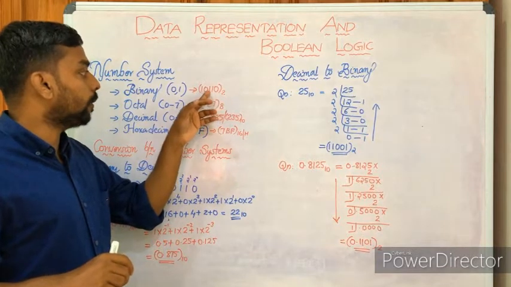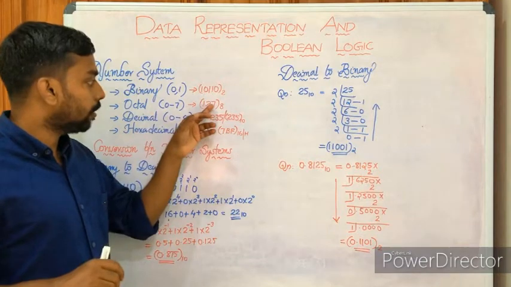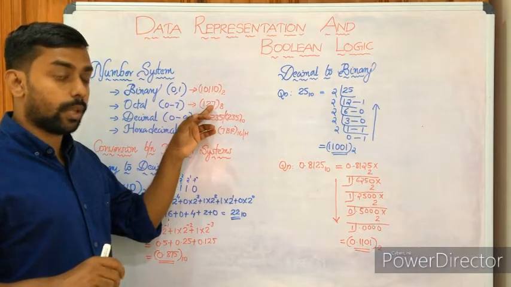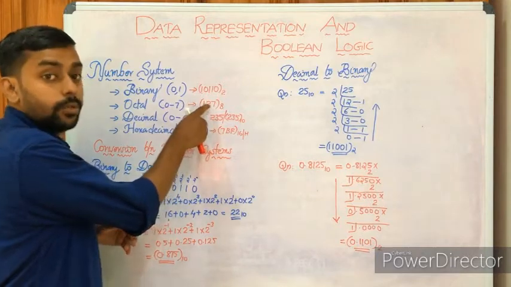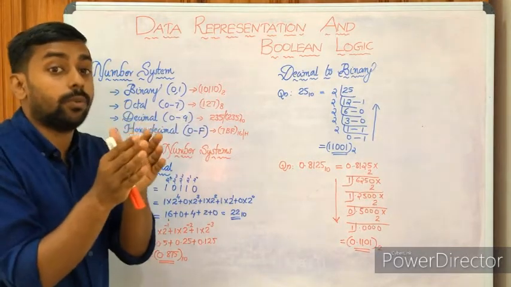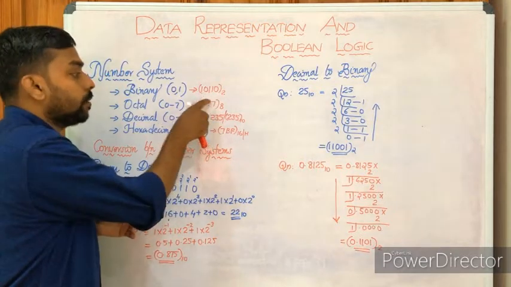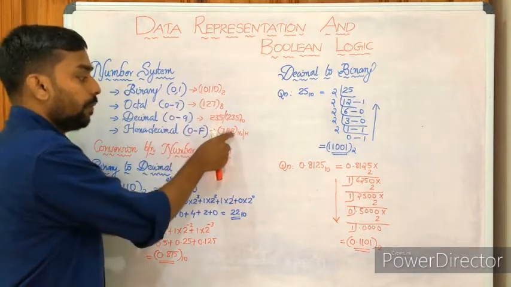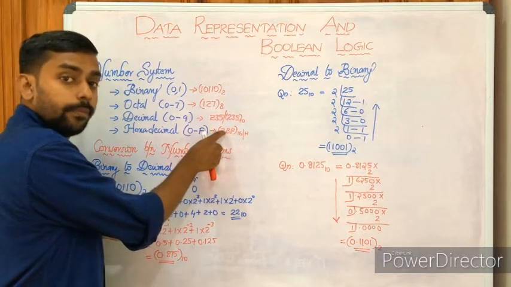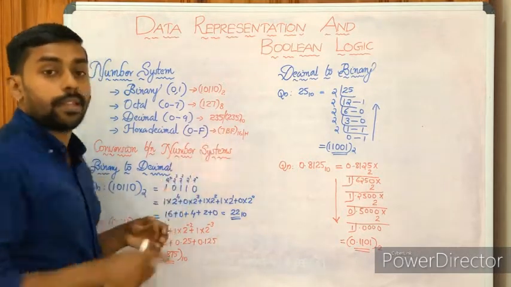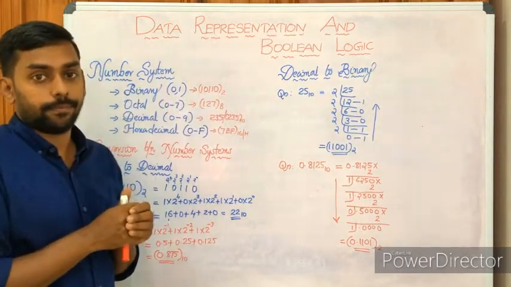For binary, it is 2 raised to 0, 2 raised to 1, 2 raised to 2, 2 raised to 3, 2 raised to 4. And for octal, 8 raised to 0, 8 raised to 1, 8 raised to 2. For 7, it is 8 raised to 0. We are reading from right to left. Here for hexadecimal, for F, it is 16 raised to 0. Then B, 16 raised to 1. And for 7, it is 16 raised to 2. We are counting from right to left.